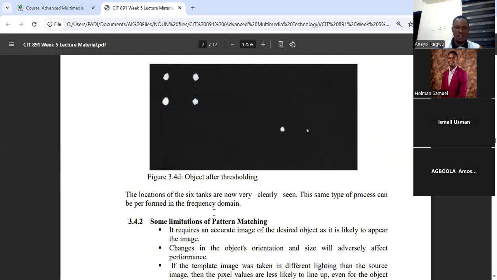For instance, now the location of the 6 tanks are very clearly seen. The same type of process can be performed in the frequency domain. And look at 1, 2, 3, 4, 5, 6. Maybe you use your map and check. You see some white spots. You should be able to tell what those spots represent. Here we are saying that those spots are tanks. So this is how patterns can help you to understand what is happening in a particular scene.